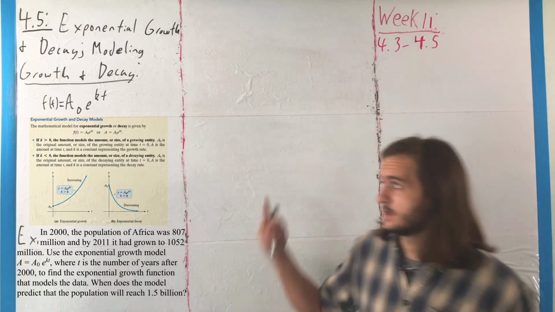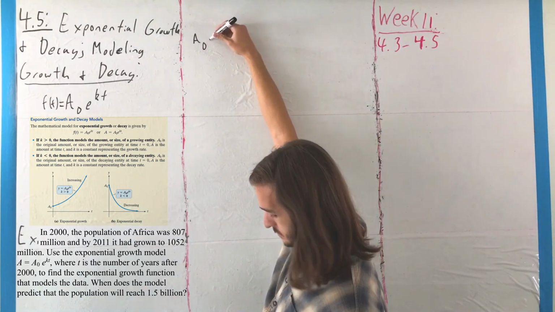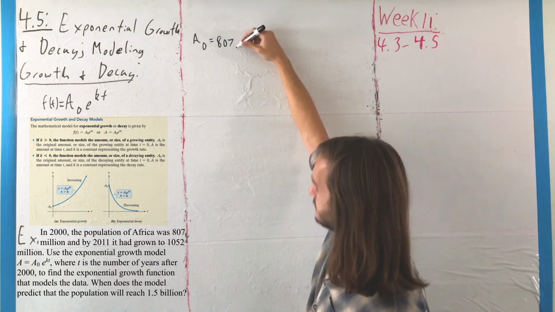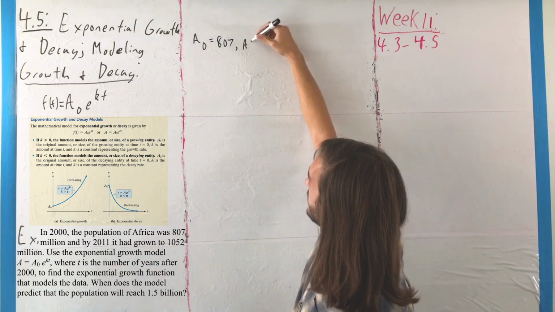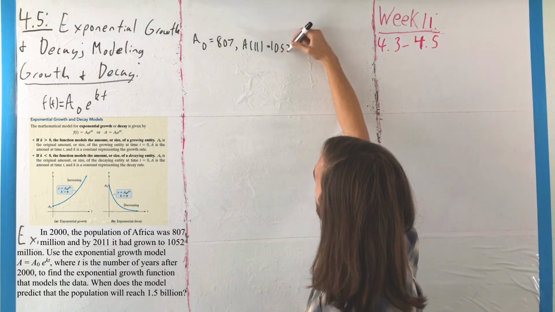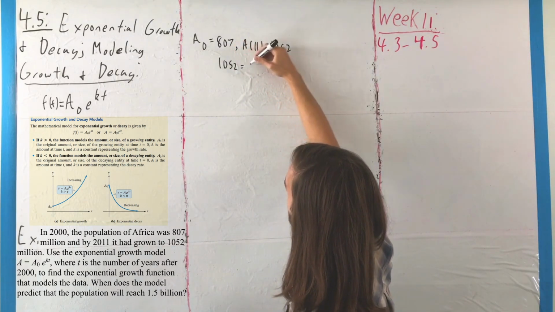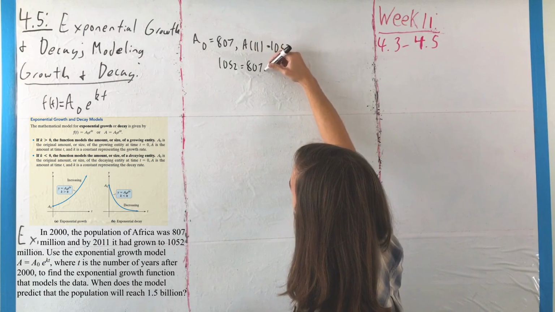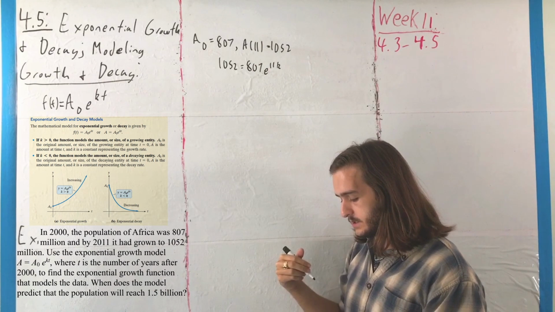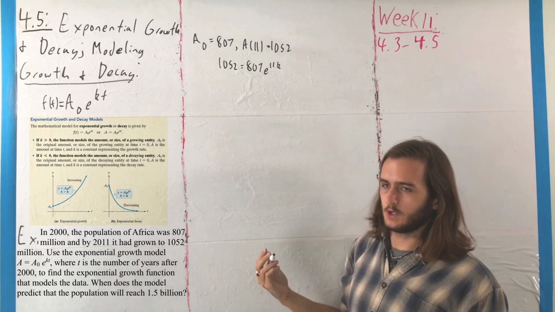So for this, we're going to use that type of model, where we are given that A0 is equal to 807 in terms of millions, and that A of 11, it's not really the best notation how we write this, but I think you get the point, is 1052. So we have 1052 is equal to 807 e to the 11k. And then from there, we just want to solve for k. So this is going to be the basic exponential equation model.